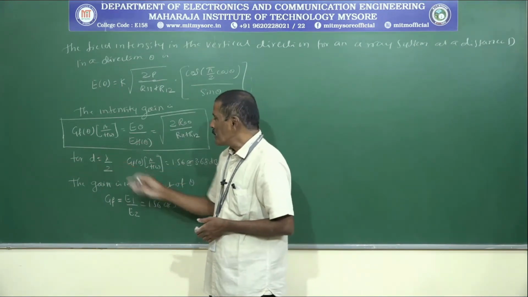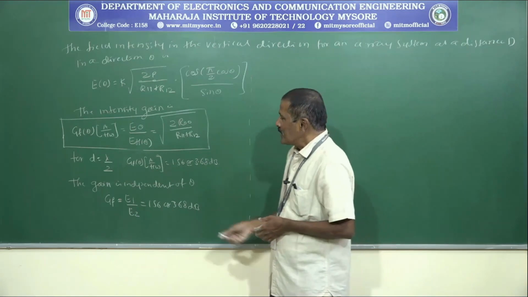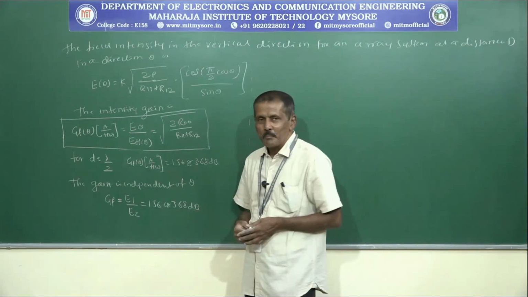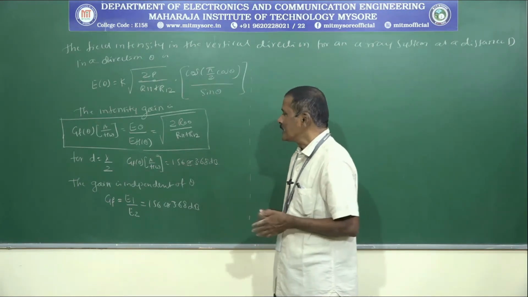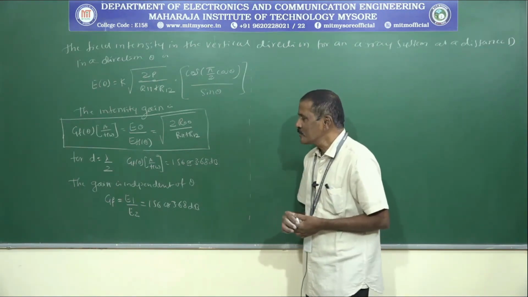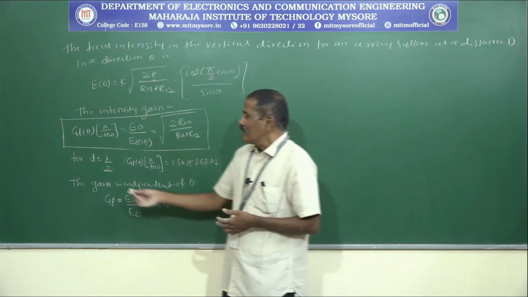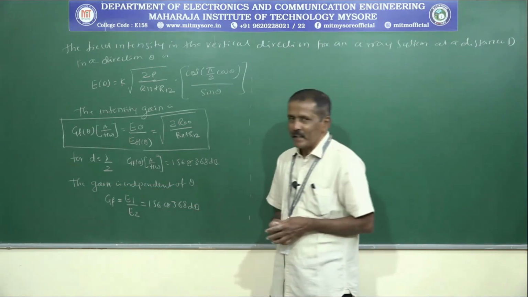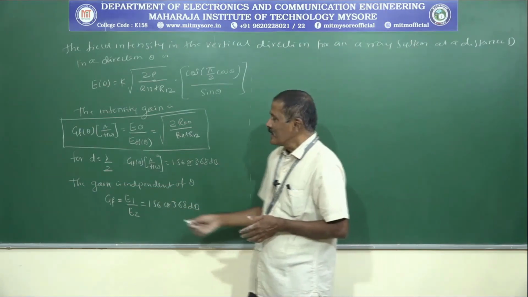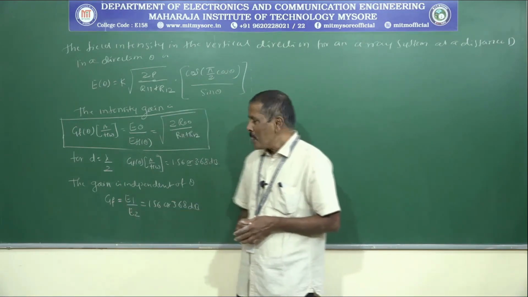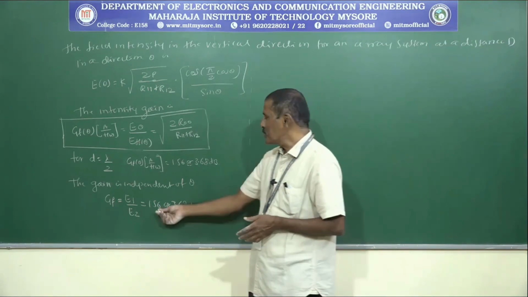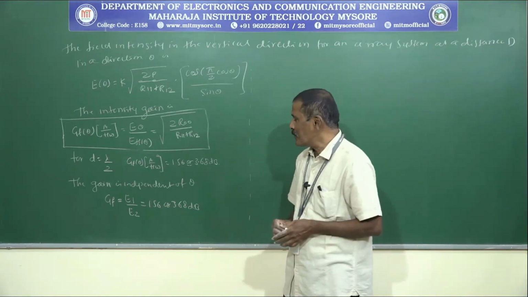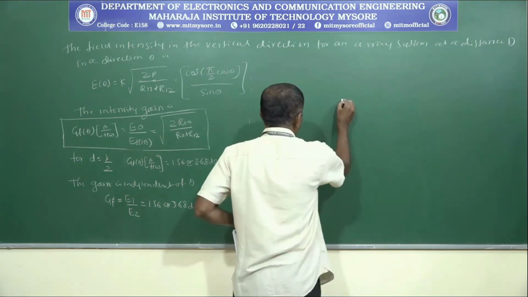And for d equal to lambda by 2, GF of theta, it is already calculated, so that value is 1.56 or 3.68 dB. Because the gain is independent of theta, the field gain is equal to E1 divided by E2. So this is equal to 1.56 or 3.68 dB.